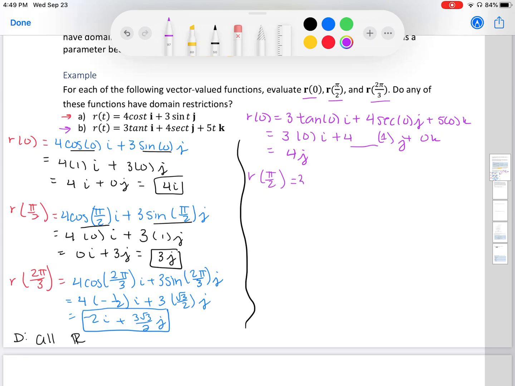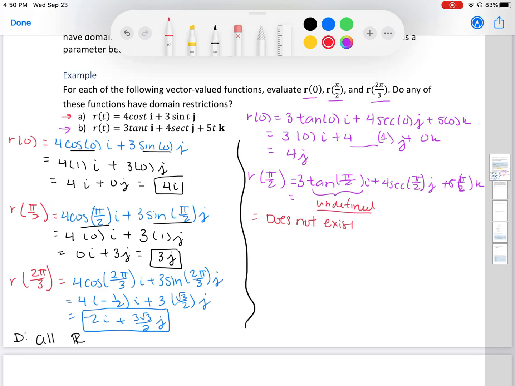So that we have 3 times tangent at pi over 2 i plus 4 secant at pi over 2 j plus 5 times pi over 2 k. All right, as we try to evaluate, we see that tangent at pi over 2 is undefined. So because of this, we don't have an answer. It does not exist.